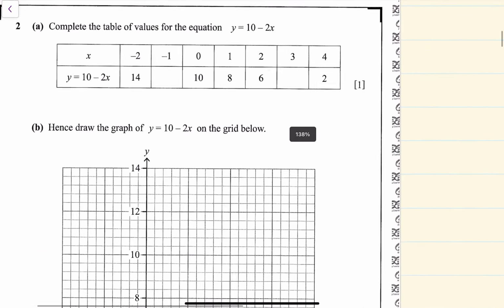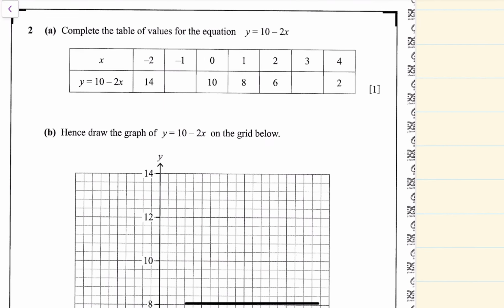Next one says complete the table of values for y is equal to 10 minus 2x. And you can see they've been nice to us and done a couple for us. To get this one, do 10 minus 2 times minus 1. To get this one, do 10 minus 2 times 3. So that first one is going to be 12. And the next one, that's 10 minus 6, which is 4. And you can see it goes 14, 12, 10, 8, 6, 4, and 2. So it looks like it is correct.